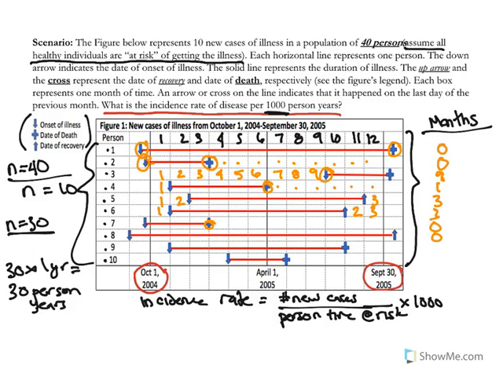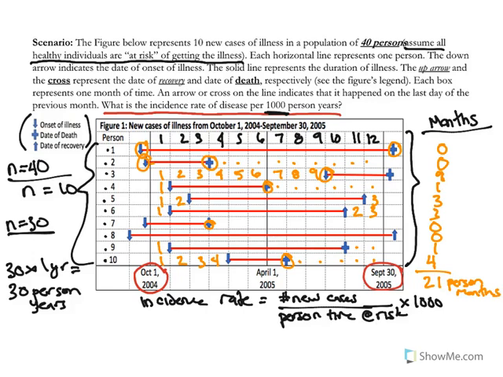Person 9 starts out healthy, they contribute 1 month, they're sick for 9 months, and then they pass away, so they only contribute 1 month. And then person number 10 starts out healthy, they contribute 4 months of risk, they get sick for 3 months, and then they pass away, so none of the rest of this time counts, so then they contribute 4 months total. So if we add all of those up, 9 plus 1 plus 3 plus 3 plus 1 plus 4, that equals 21 person months.